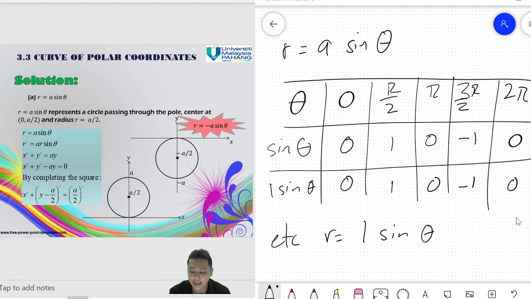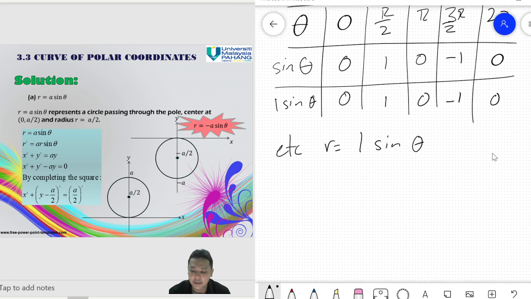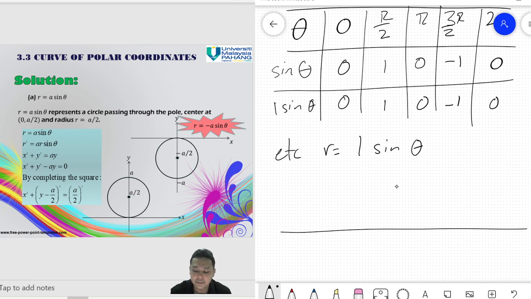And let's try to sketch this based on this table. When the angle is 0, the distance will be 0. I'm going to show you, if you put it into a smaller section of pi over 4, you can see the projection will be moved here, and at theta equals pi over 2, it has a distance of 1 here.